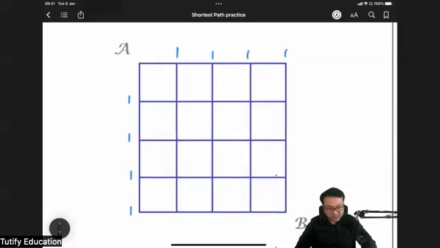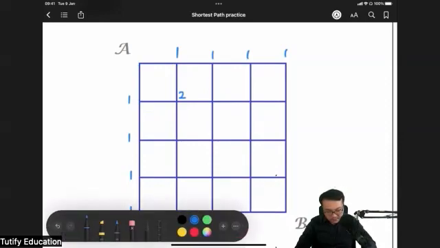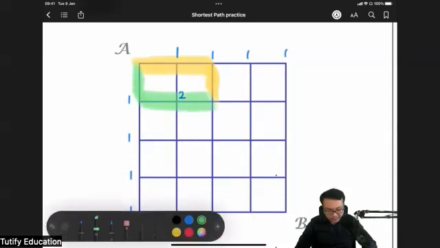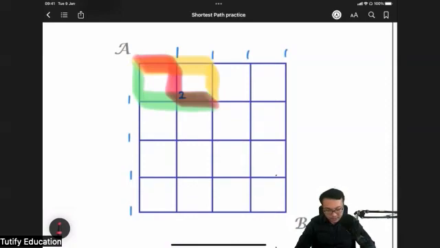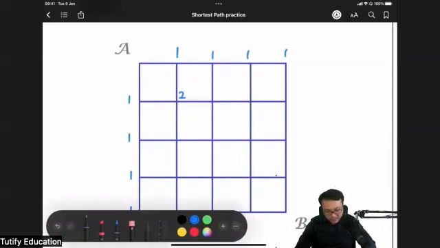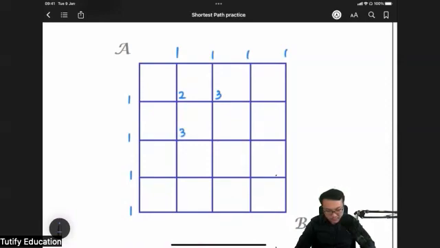Next, I'm going to ask myself, how many ways are there to get to this point from point A? 1, 2. There you go, 2. What about this? Let's see. 1, 2, 3. There are 3 ways to get to that point. And the same goes for this. So now I've already counted how many ways there are to get from point A to several of these points.